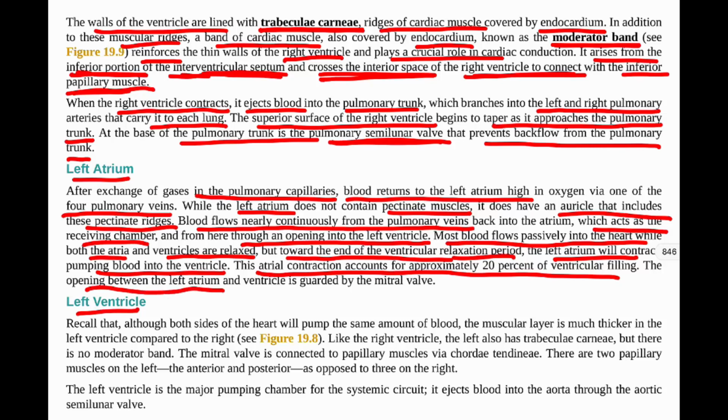So recall that although both sides of the heart will pump the same amount of blood, the muscular layer is much thicker in the left ventricle compared to the right, again because it has to pump to the whole system. Like the right ventricle, the left also has the trabeculae carneae, those ridges of cardiac muscle on the inside there, but there is no moderator band. The right side has that band to help make sure it gets the pressure it needs while not being too muscular, because it doesn't need as much pressure. The mitral valve is connected to the papillary muscles via the chordae tendineae, just like the right side.